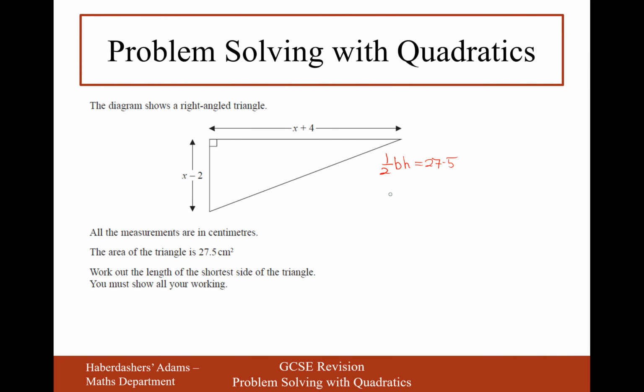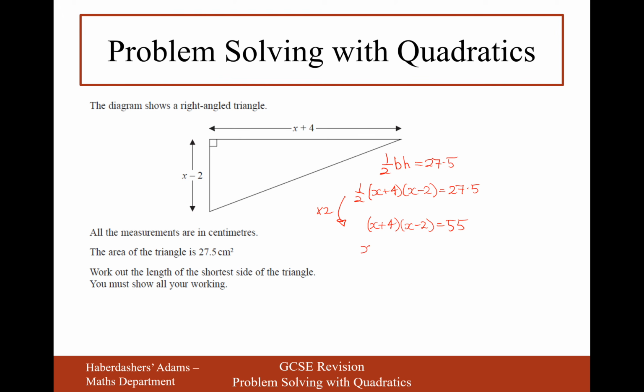Okay, let's substitute in the base and the height values. So it's going to be a half of the base first, that's x plus 4, times by the height, x minus 2, equals 27.5. Okay, so next thing to do will be to move this half onto the other side, and how do you get rid of a half? Well, you double both sides, so it's going to be x plus 4, x minus 2 equals, and then let's just make sure on the calculator, 27.5 times 2, 55.